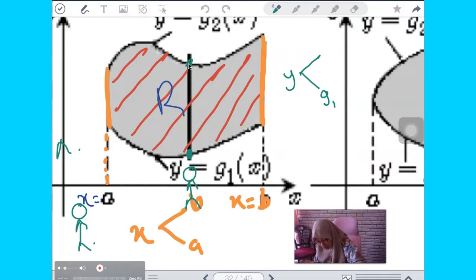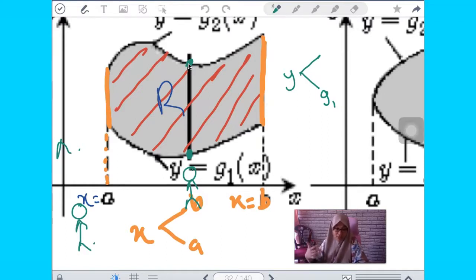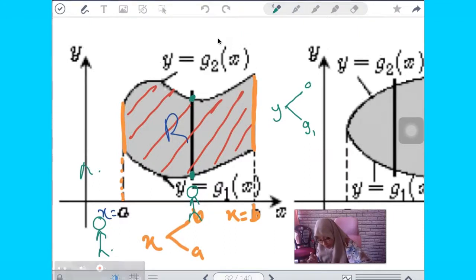This one is the last point that you can have, lying on the shaded region. That point belongs to which function? You can see this point is part of the line of g2. So now you can say that for y, the limit of y is from g1 to g2.